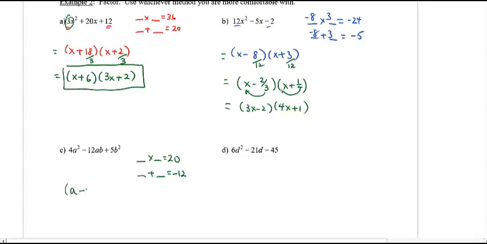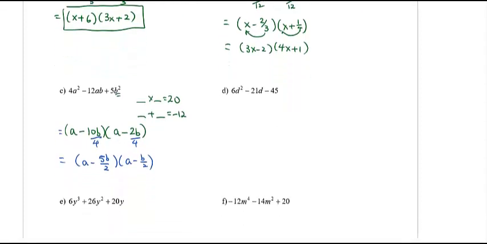You can think a minus 10, and then because there's a b squared, you got to put a b there. a minus 2b. Divide by 4. We'll simplify: a minus 5b over 2. a minus b over 2. And then once again, finally, bottoms up. Bottoms up. 2a minus 5b. Bottoms up. 2a minus b. Done.